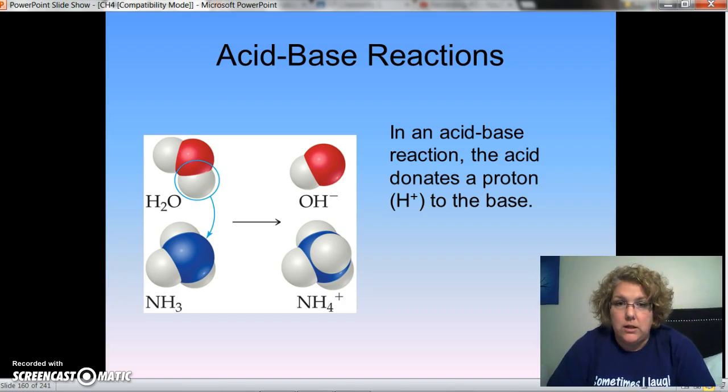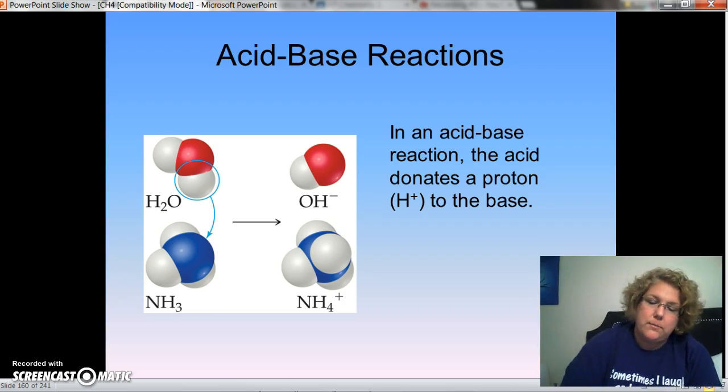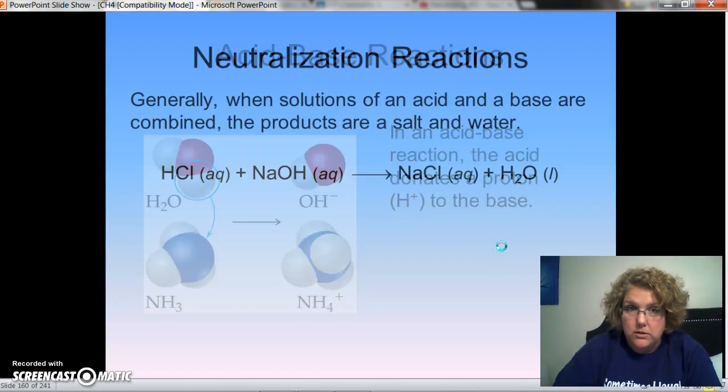Here the water acted like an acid and donated an H+ to the base, ammonia, NH3. I'm sorry, I didn't mean to say base earlier, I meant to say acid. NH3 accepted that proton, that H+, and in doing so was a base. So not your typical acid-base reaction, but nonetheless an acid-base reaction.